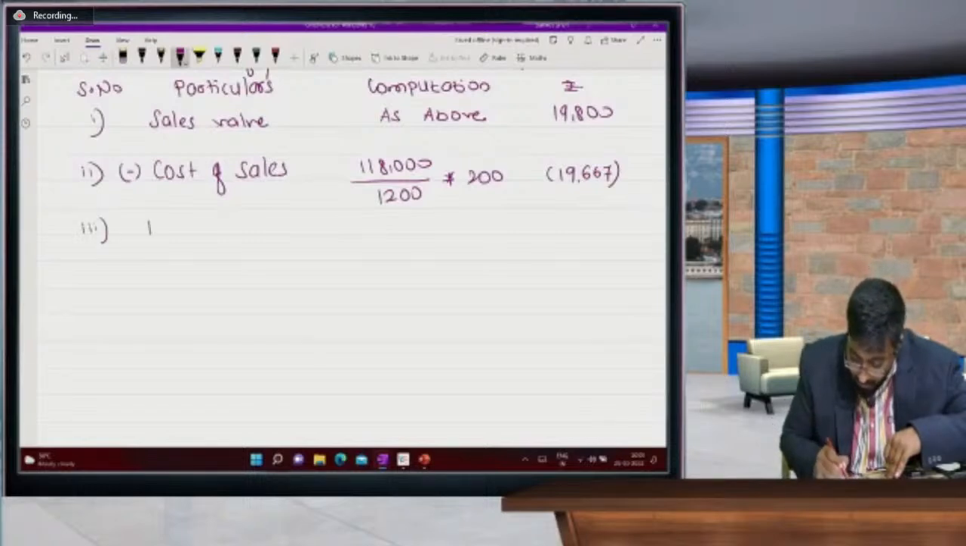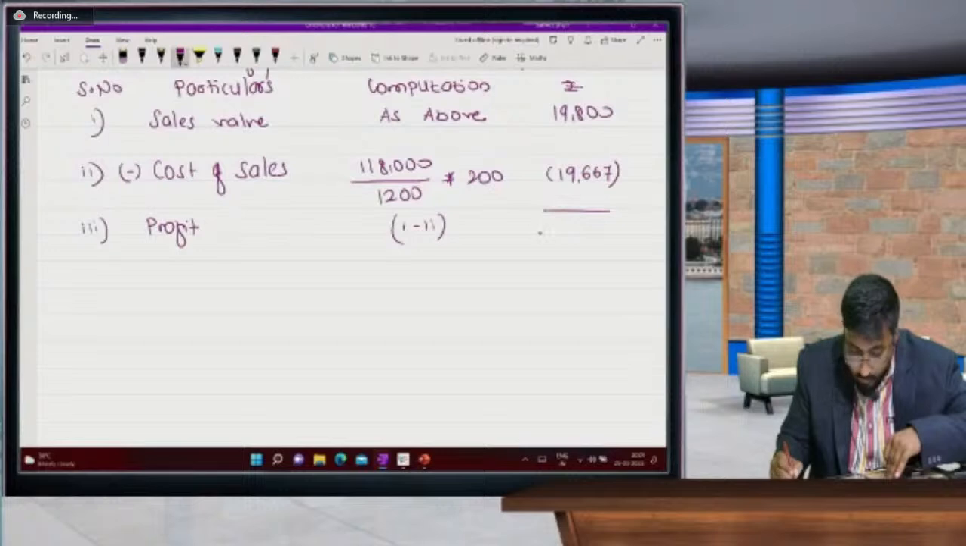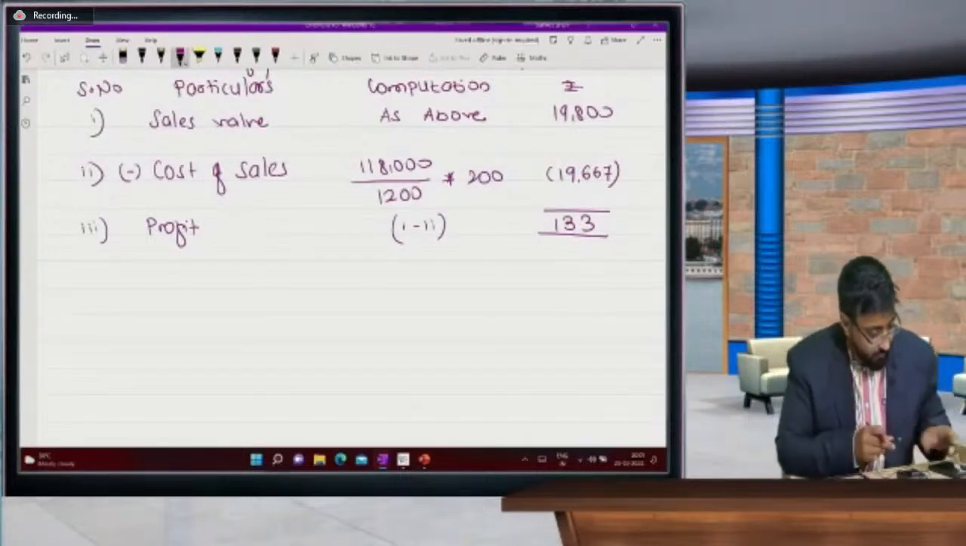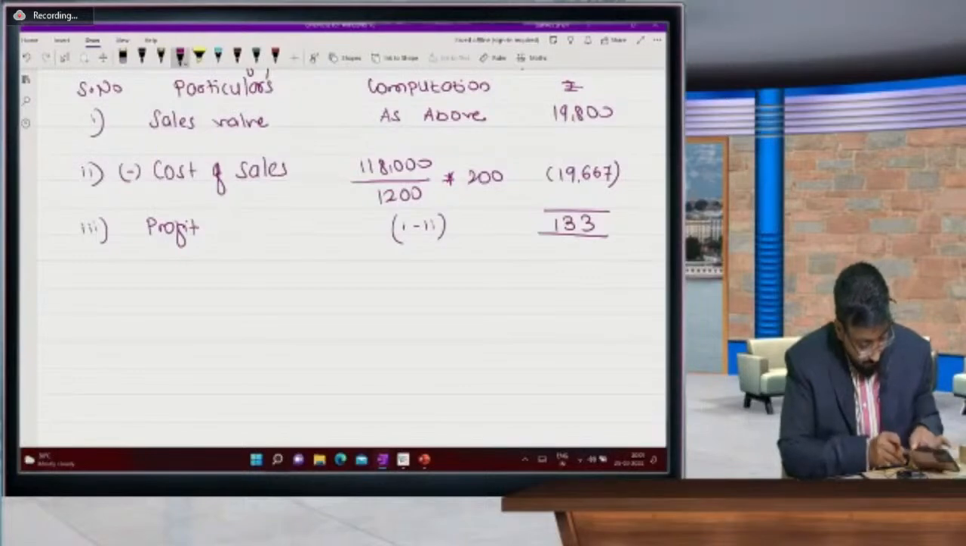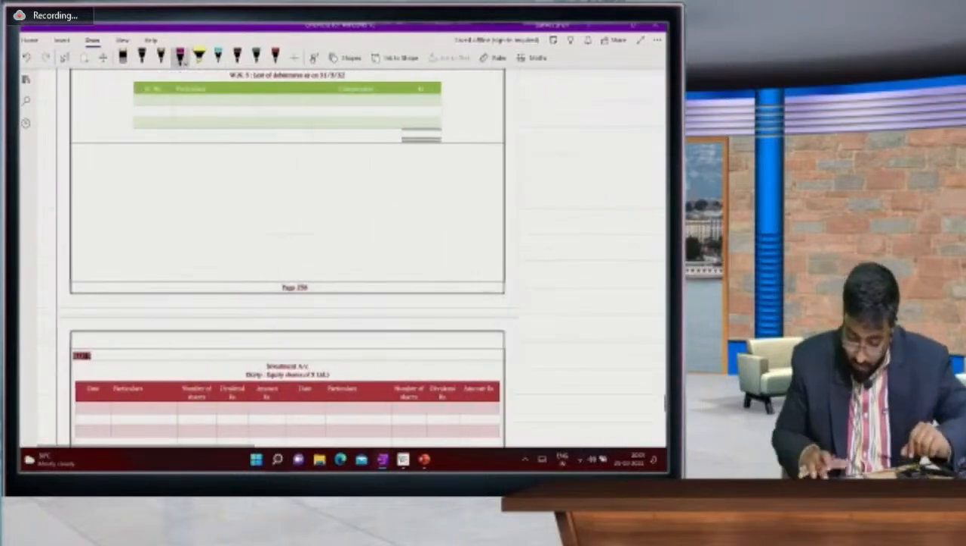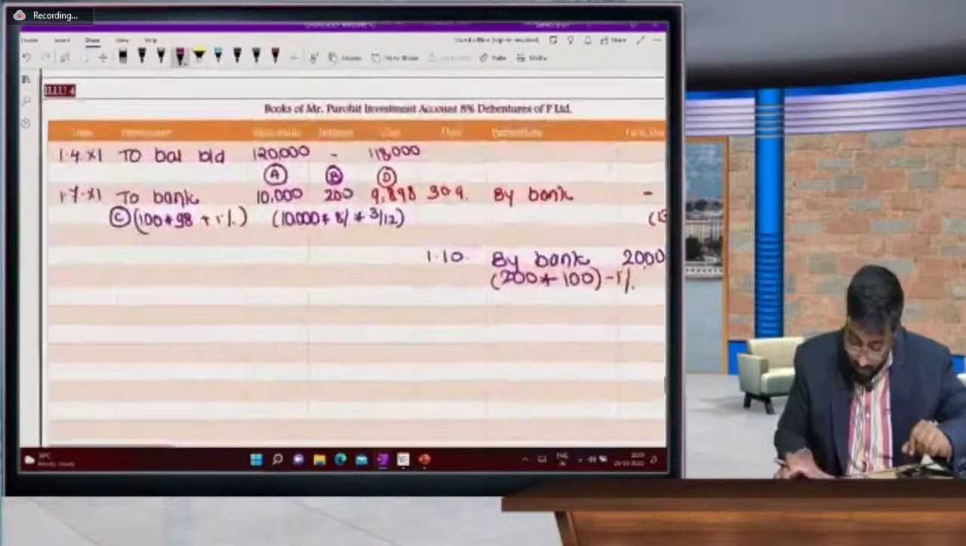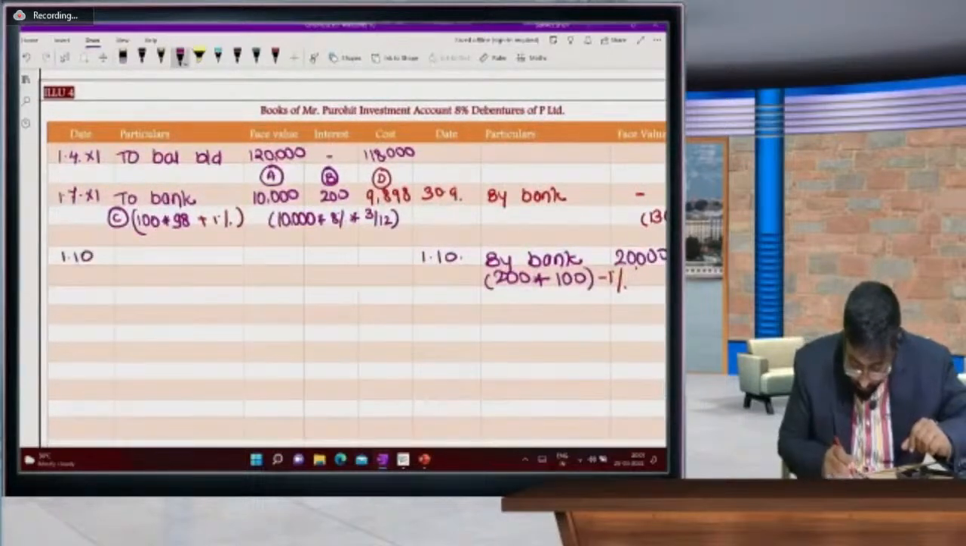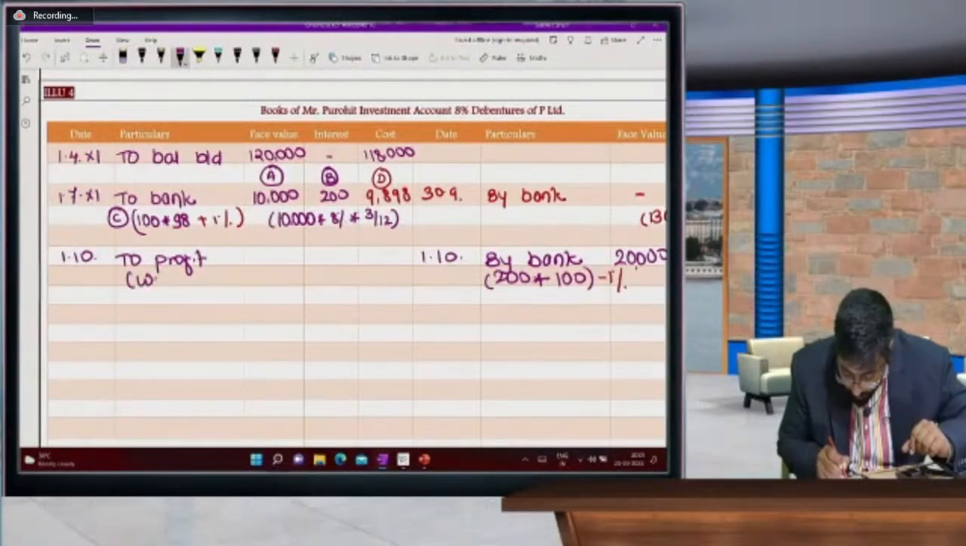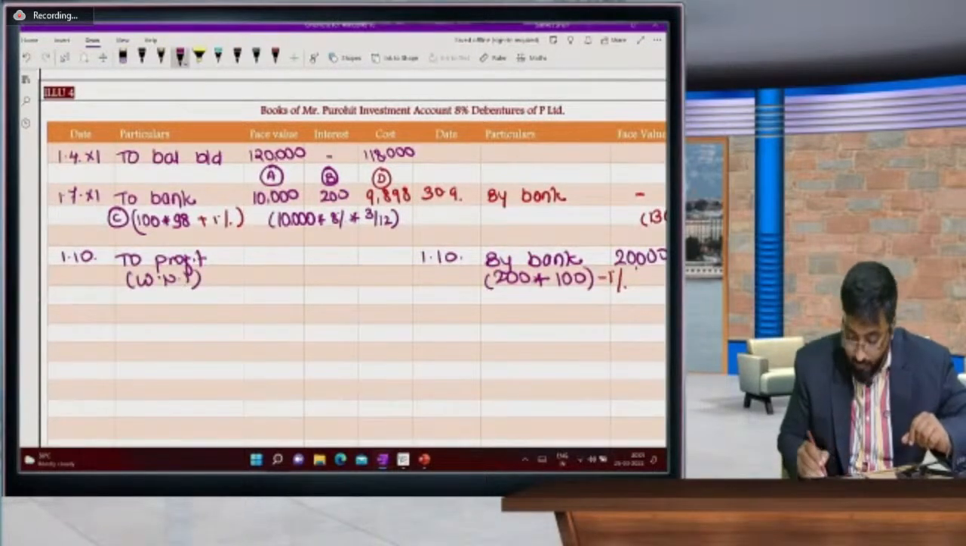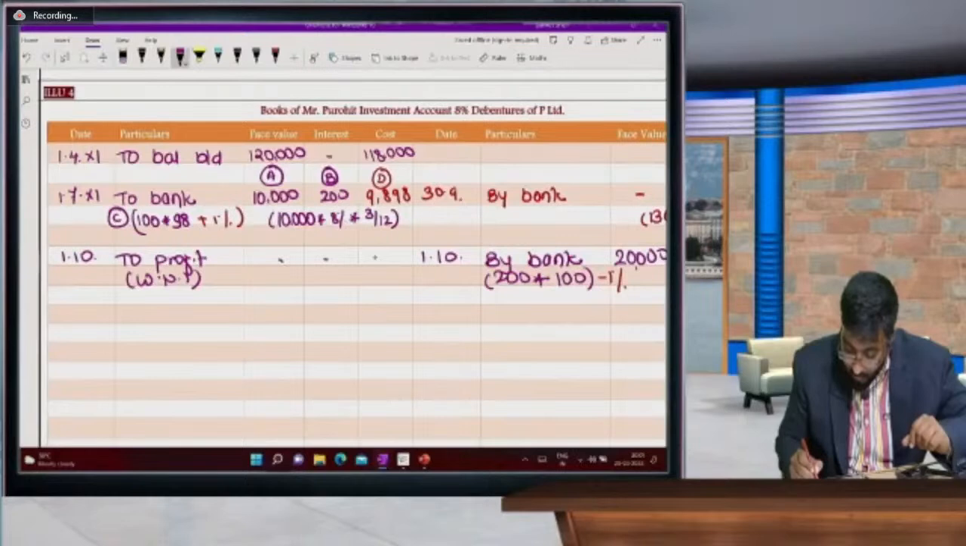Roman 3, profit: 1 minus 2, 133. Now beta, profit, debit side, 1st October, to profit, working note 1. What is the profit? 133.